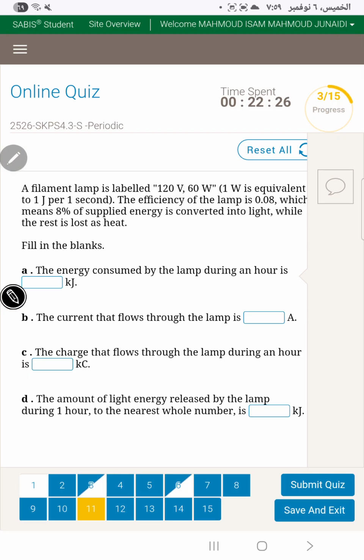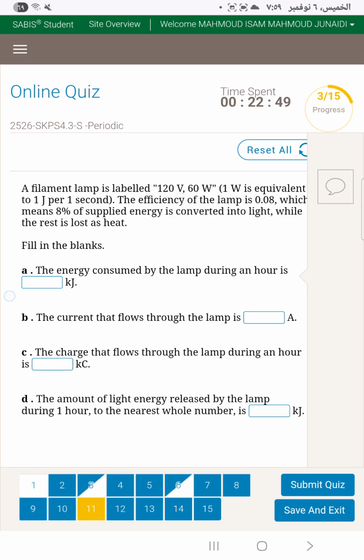The filament lamp is labeled 120 volts, 60 watts. 1 watt is equivalent to 1 joule per 1 second. The efficiency of the lamp is 0.08, which means 8% of the supplied energy is converted into light while the rest is lost as heat. Fill in the blanks. The energy consumed by the lamp during an hour is what kilojoule?